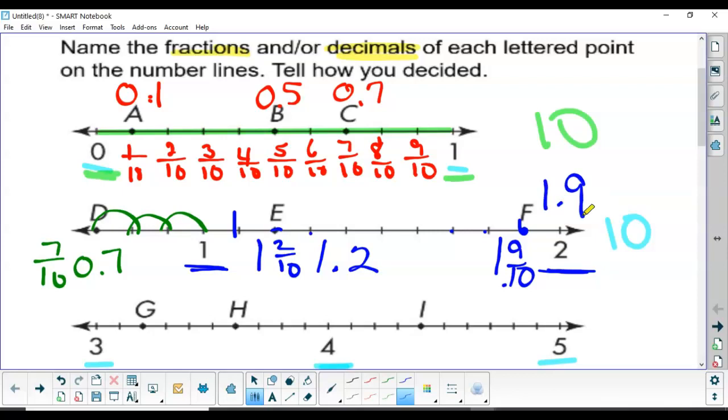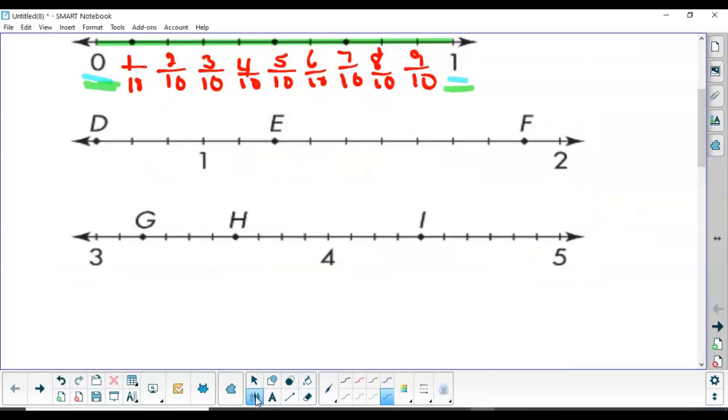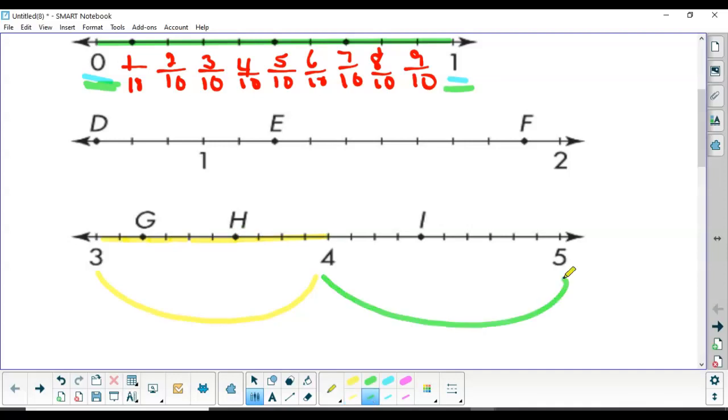Give yourself a nice thumbs up if you got those right. Okay, let's take a look at the last number line. First step is let's see what our number line is broken into. Between 3 and 4, it's broken into 10 pieces. Between 4 and 5, it's broken into 10 pieces. So again, we're dealing with tenths here.